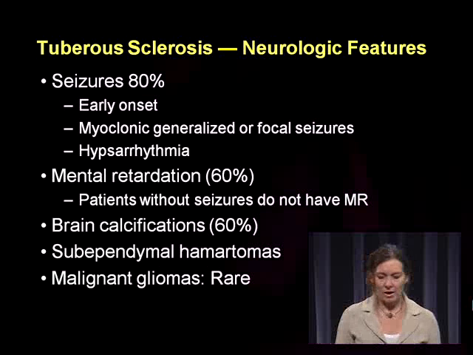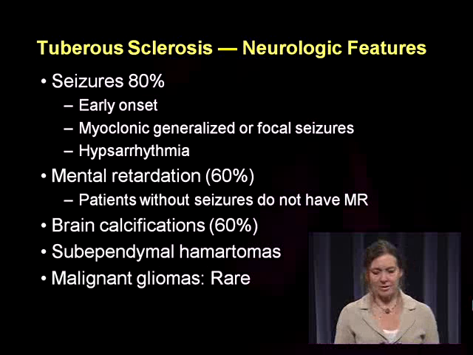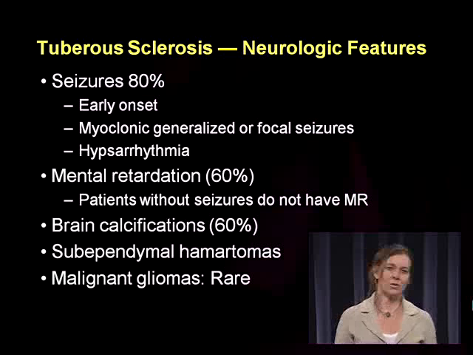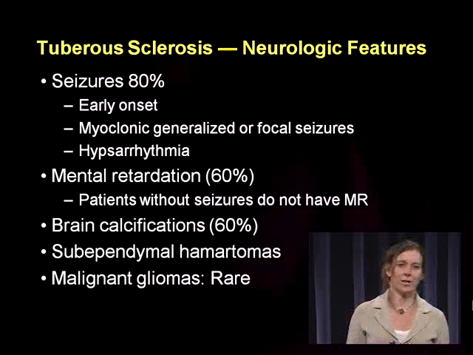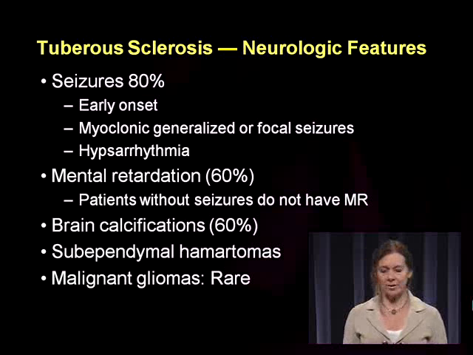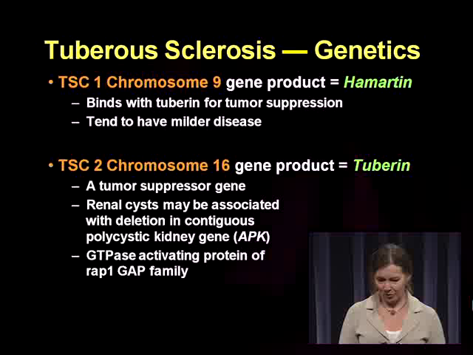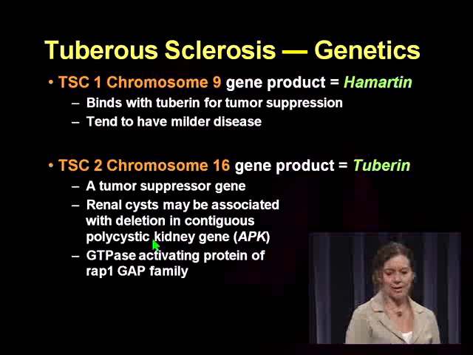These patients can develop significant findings that are very characteristic on MRI scans, so neuroimaging in the setting of tuberous sclerosis is usually much more helpful in making a diagnosis than it is in the setting of neurofibromatosis. Some of the things you might see are brain calcifications, subependymal hamartomas, and rarely malignant gliomas. So we've talked already a little bit about the genetics. We won't go through that anymore. Again, it's type 2 where you potentially see the renal cysts.